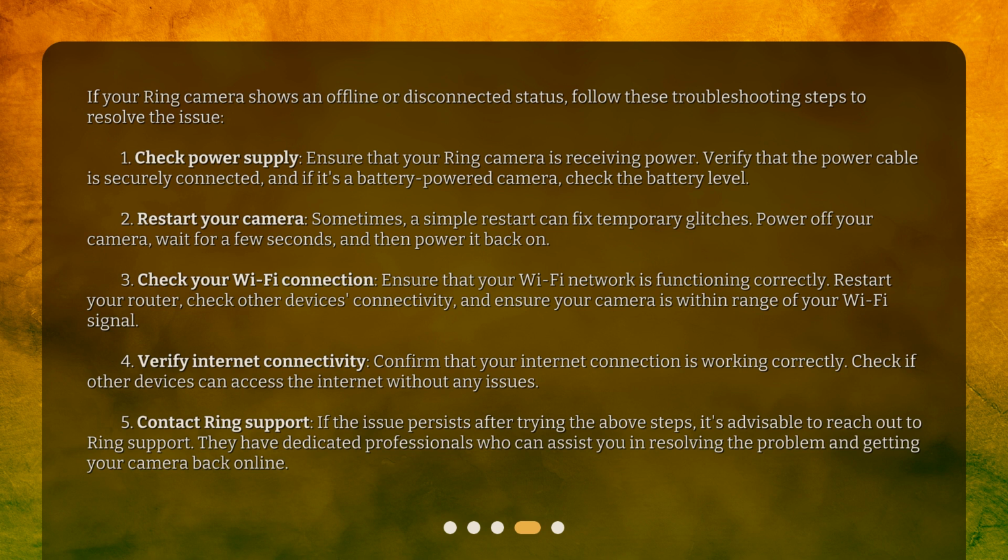5. Contact Ring support. If the issue persists after trying the above steps, it's advisable to reach out to Ring support. They have dedicated professionals who can assist you in resolving the problem and getting your camera back online.